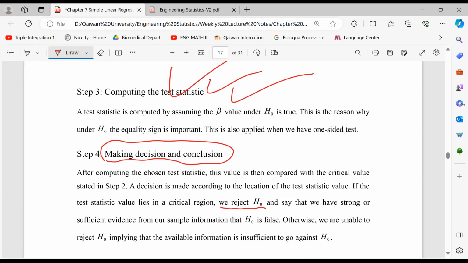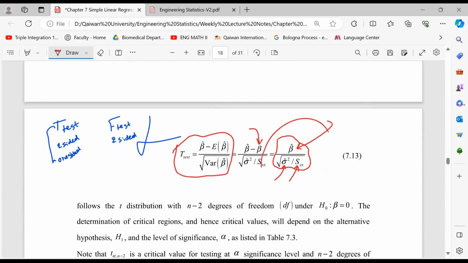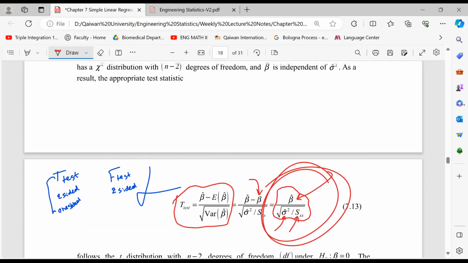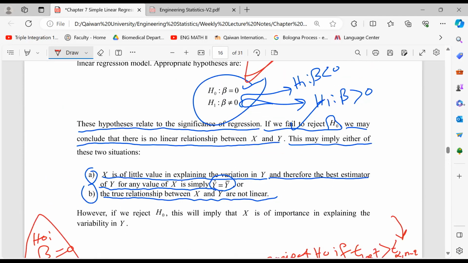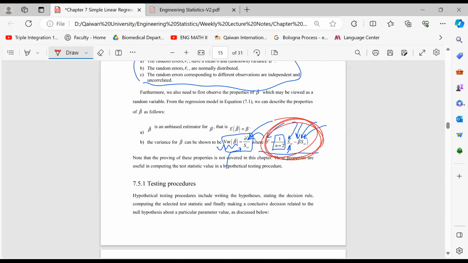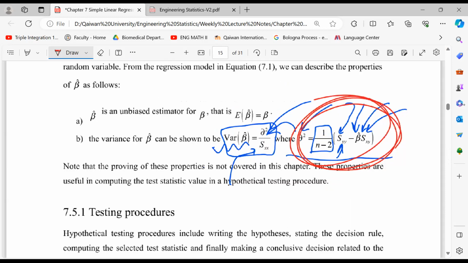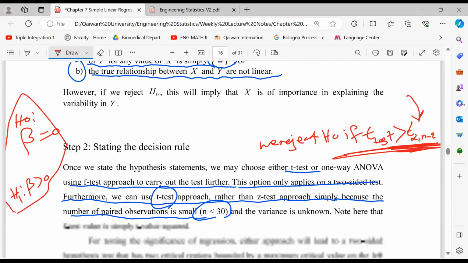Then, computing the test statistic, we use this rule: beta hat over the square root of sigma squared over S sub xx. But for finding the variance, we must use this rule. Be careful with that. This is the variance, and you need to find the variance using that rule.